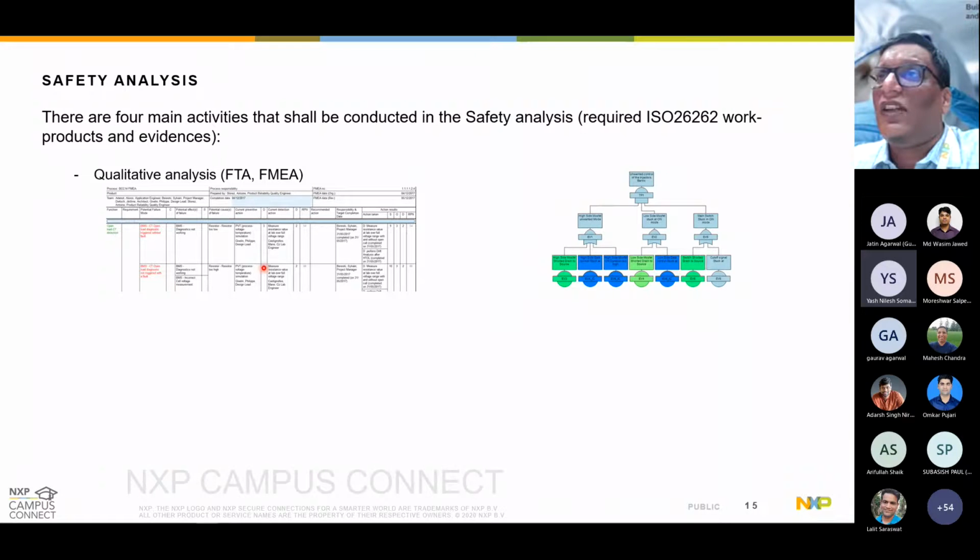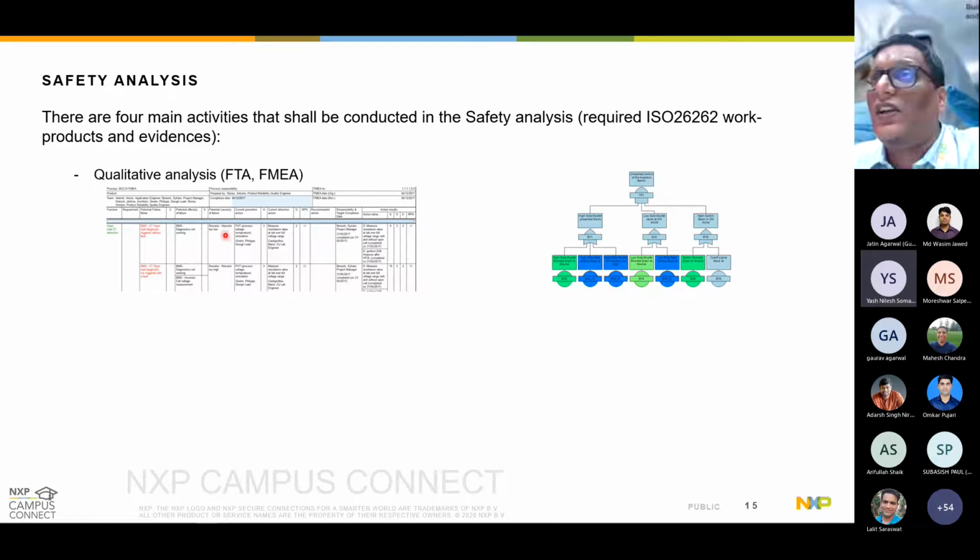On the left, you have the FMEA. In FMEA, what we do is we identify the function. What's the function of a certain IP or a chip or a part of the system? What are the potential failure modes? So we are looking at an element, the element's function, its failure, and then the potential effect of the failure, and then we start to argue what's the severity, occurrence, and detection.